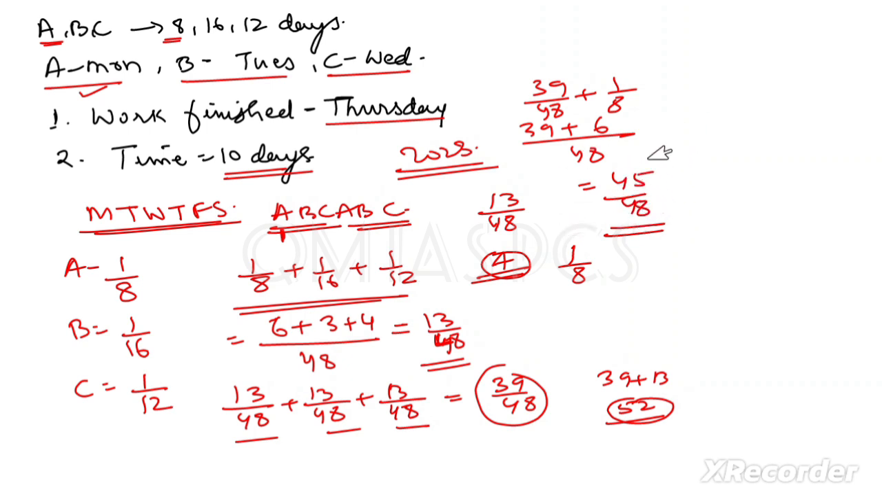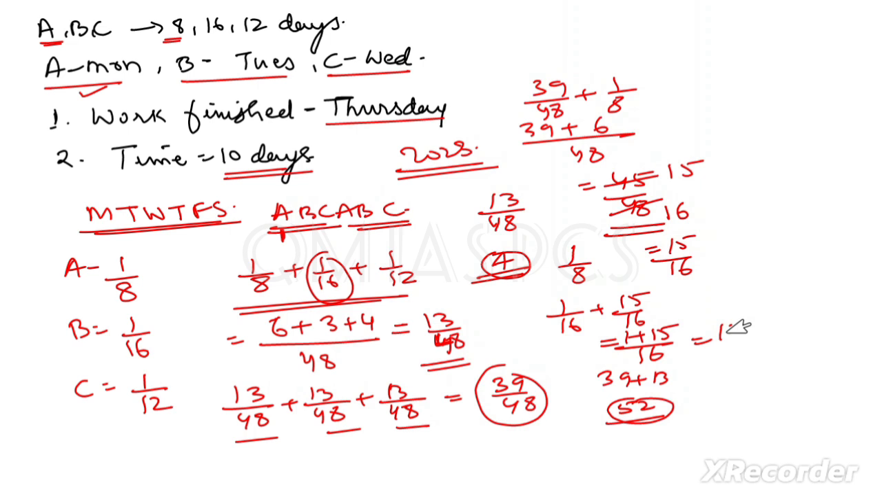We got 45 by 48, we can reduce this one. It will be 15 by 16. Right. So next will be 1 by 16 for B. We can add 1 by 16 plus 15 by 16. So when you add this, 1 plus 15 is 16, so it will be 16 by 16. So the work is done completely. Clear? So this type of question you can solve.